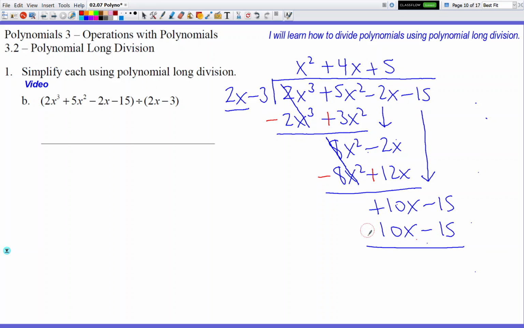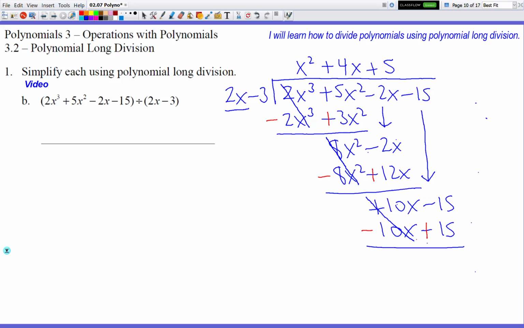So positive 10x turns into negative 10x. Negative 15 turns into positive 15. Okay, so I turned everything in the second row into the opposite numbers. And now I just combine top and bottom. So 10x minus 10x. And like I said, this first column, what? It better cancel out. If this first column does not cancel out, you're doing something wrong.